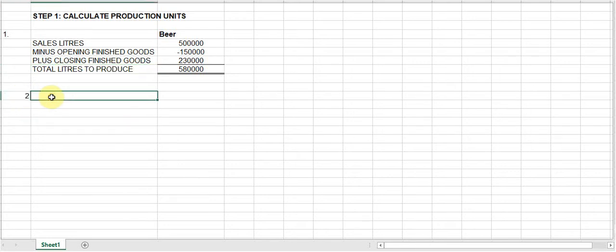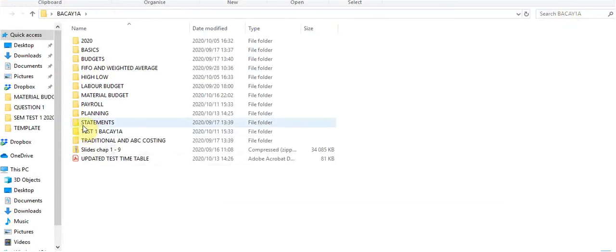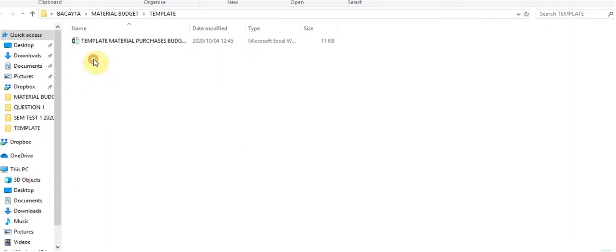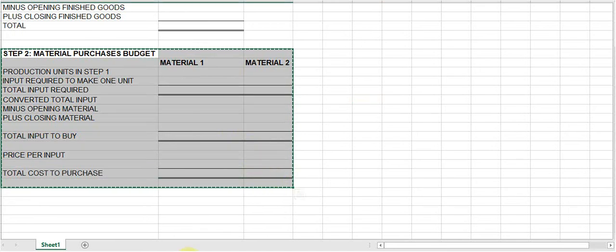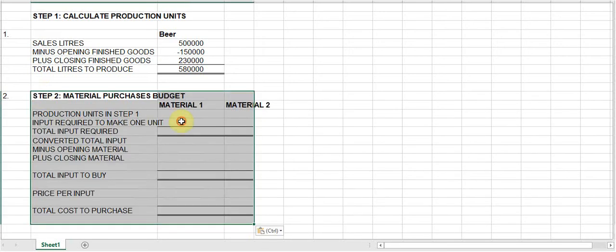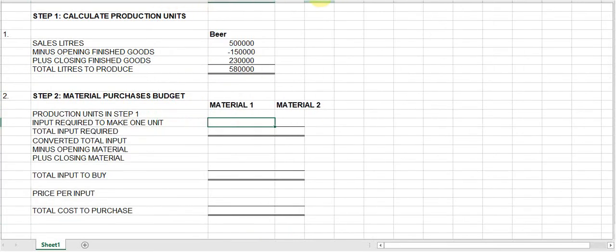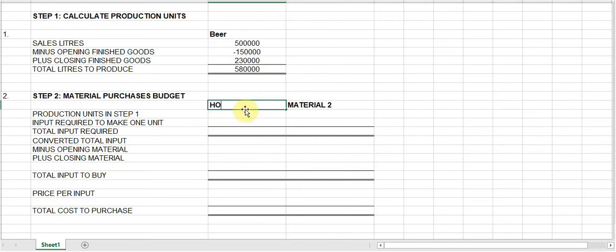In note number 2, we are required to complete our material purchases budget. In this instance, I am going to go to my layout, my template that I have shared with you on Vutela regarding material purchases. I'm just copying the layout onto my memo. And now I believe that material 1 and material 2 indeed has names. Material 1 was hops. Material 2 was barley.